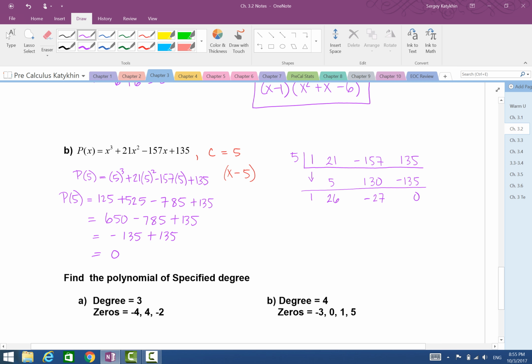So my first factor is going to be x minus 5. I know that from plugging in 5 into my polynomial. And my second factor is going to be x squared plus 26x minus 27. And remember, we got a 0, so there is no remainder. So my answer is as follows.